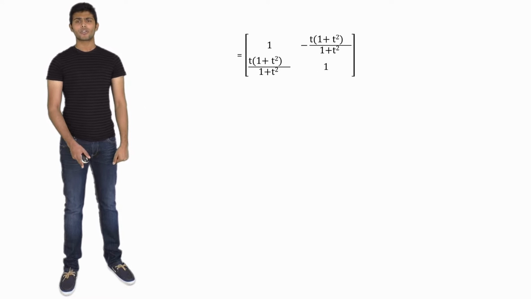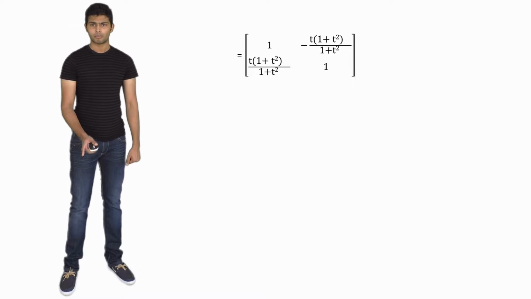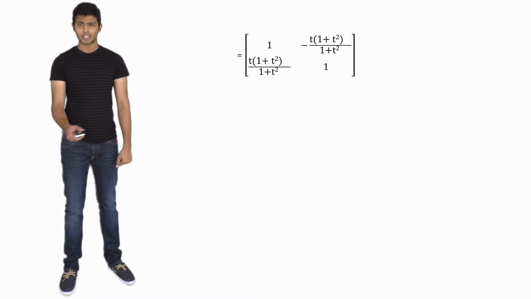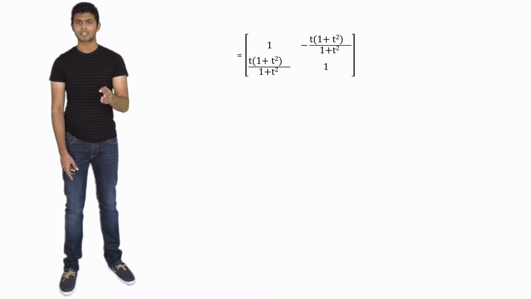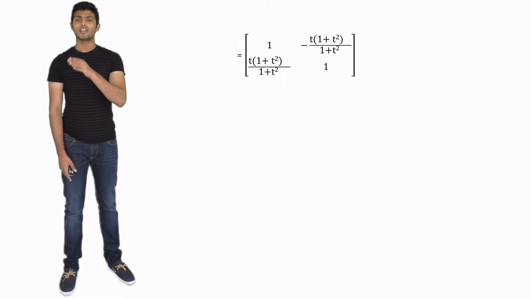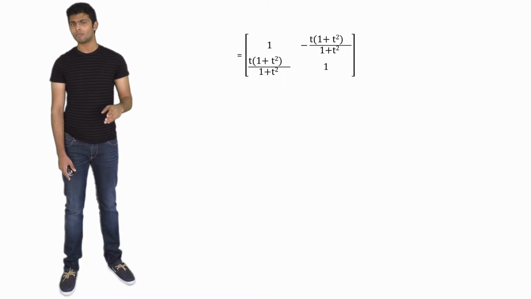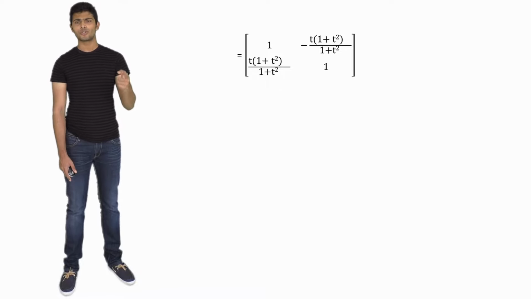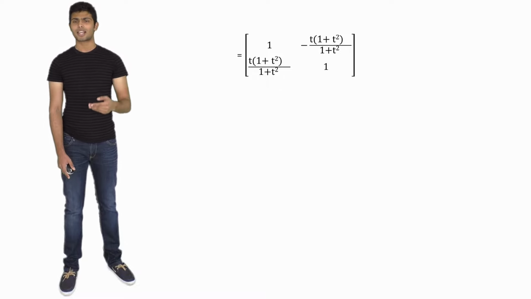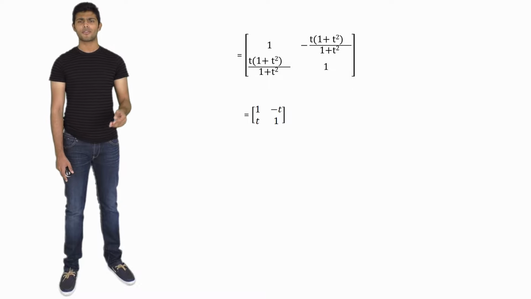So in the end, we're basically taking t outside. We're going to have 1 in the first position, and the second element is going to be minus t into 1 plus t square divided by 1 plus t square. So you can cancel out the 1 plus t square and 1 plus t square. Similarly, in the second row, first element, we're going to have t into 1 plus t square whole divided by 1 plus t square, and 1. We cancel out the 1 plus t square and 1 plus t square. So what we're going to have is 1 and minus t, t and 1.